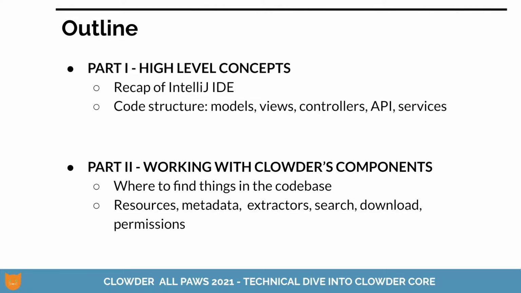We'll start with a recap of some of the code structure, and I'll be showing some code examples using the IntelliJ IDE, which is our preferred editing environment you might have seen in the developer overview. I'll recap that briefly here just so you recognize where I'm getting that from. And then we'll get into the code structure, which is the major elements of the application itself and where to find certain aspects of the user interface. And then we'll get into some detail working with particular Clowder components. This includes where to find specific pieces of the code base. We're going to talk about working with resources, metadata, extractors, the search engine, streaming things for downloads, and the permissions.